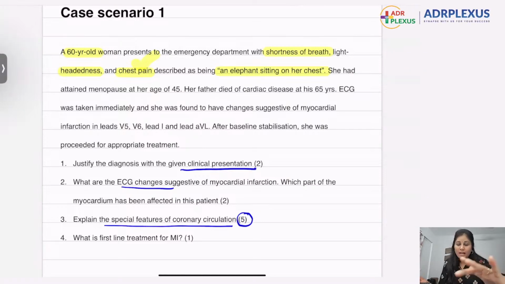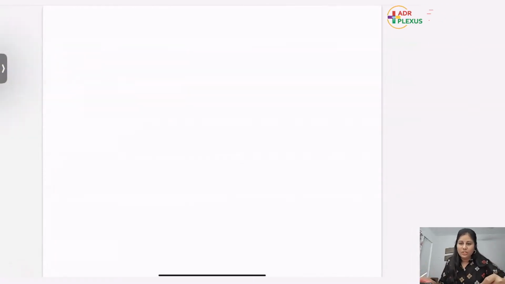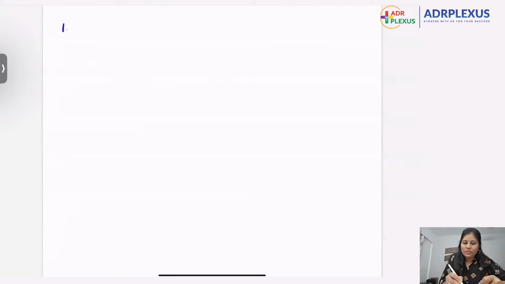Apart from that, what are the other supporting features? Attained menopause. Okay, so that is one feature, because we will see why it is important. And father died of cardiac disease. That means probably it must be a coronary artery disease. Okay, so with this, we'll just try to answer the first question. So what is the answer for the first question?